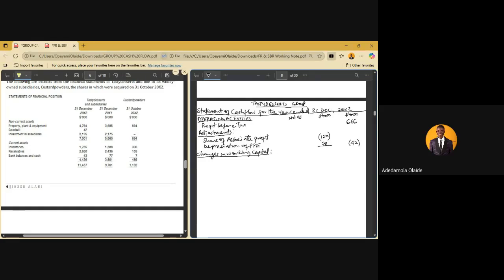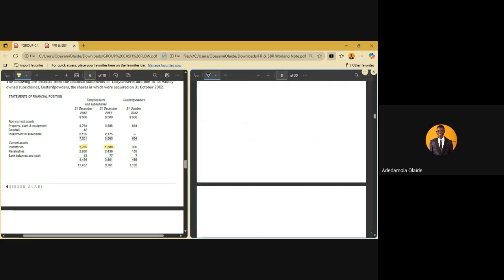Changes in working capital, we have inventories. Inventory is 1388 at the beginning of the year, but now 1735. If it was a separate entity financial statement, we'd just take the difference and we are good to go. But because this is a group cash flow and we have an acquisition during the year, we'll come to our notes. Note 1.